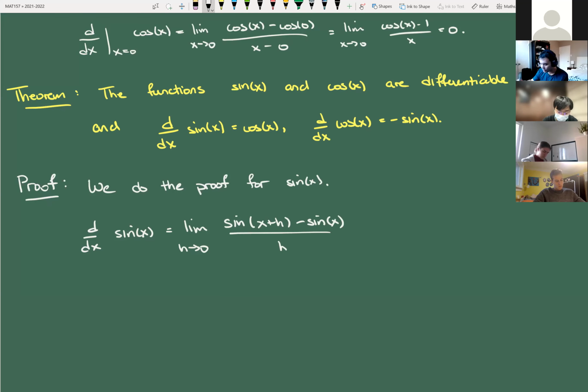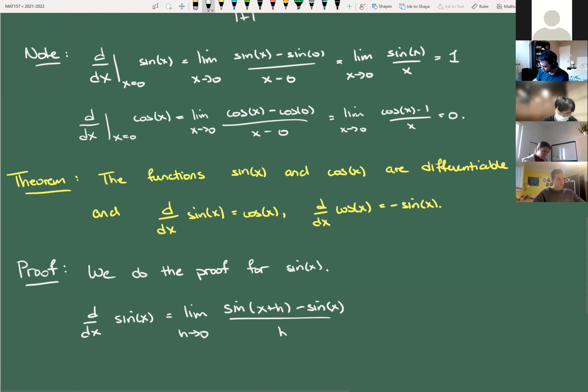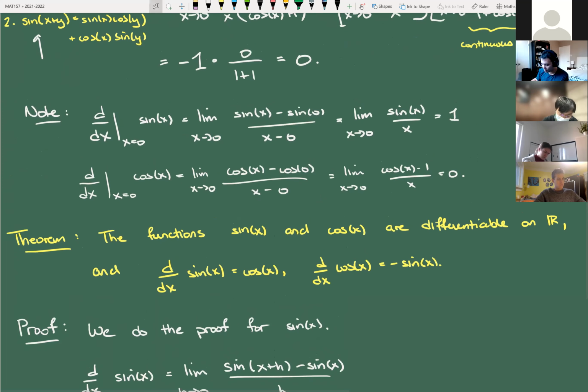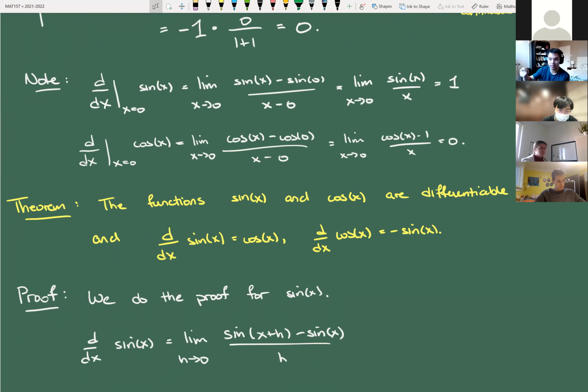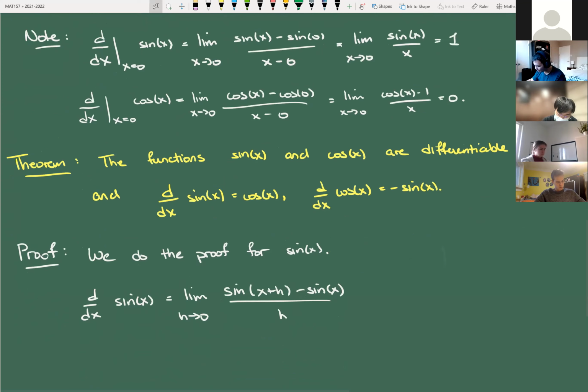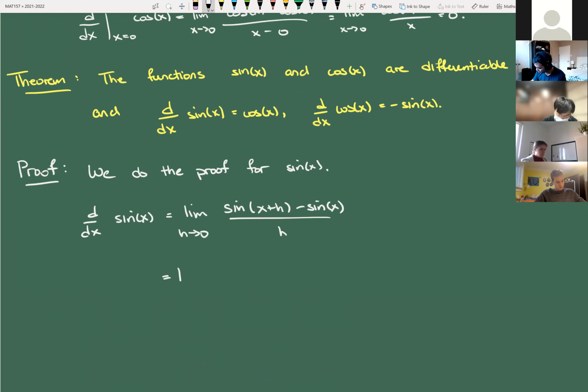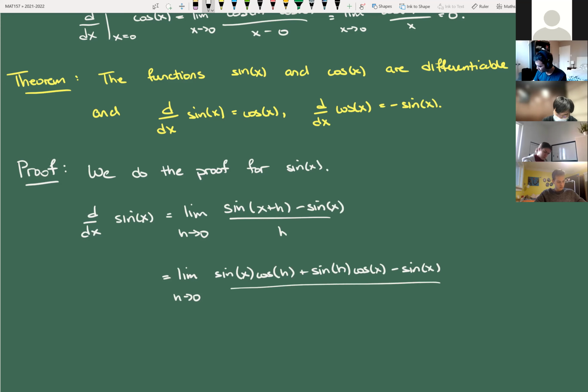Okay, and this time again, it's really critical that I'm using this definition precisely because I have, at the top left of that screen there, that identity, right? Sine of x plus y. So I really want sine of x plus h to show up so that I can use that identity. Okay, so I'm going to invoke that identity now. So I'm going to get sine x cos h plus sine h cos x minus sine x all divided by h.